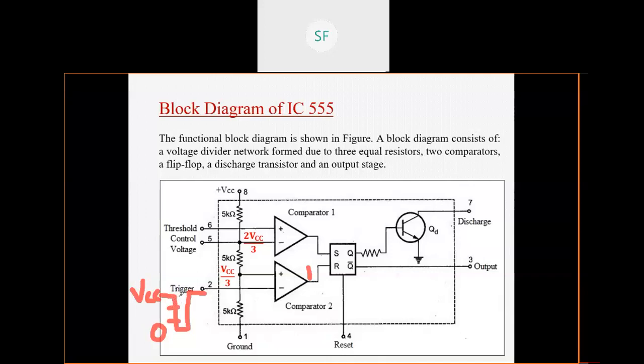due to the negative pulse trigger, what happens? The output of comparator 2 becomes 1, and when this output becomes 1, this 1 will be given to the reset input. So when reset equals 1, what will be the value of Q? Q will be 0. And Q bar will be 1. So what will be the output of your IC555? It will be 1.